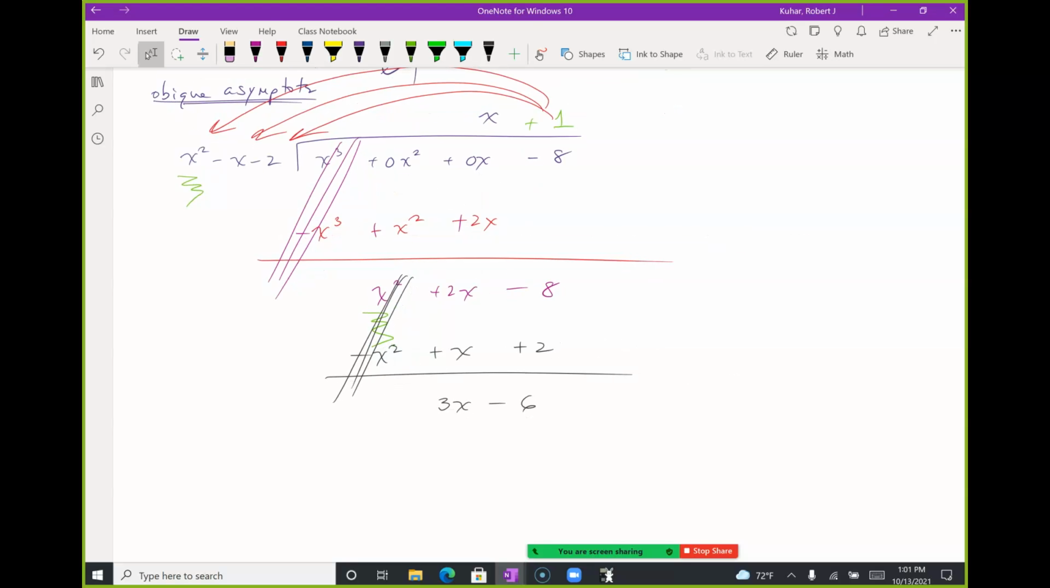X squared doesn't go into 3x anymore. So this is a remainder. And remainders are like pennies to me. In the long run, if I have millions of dollars, I don't care about the remainder. Keep the change. I'm so rich, keep the change, even if I buy a car, right? So there's my oblique. So the oblique asymptote is y equals x plus 1.